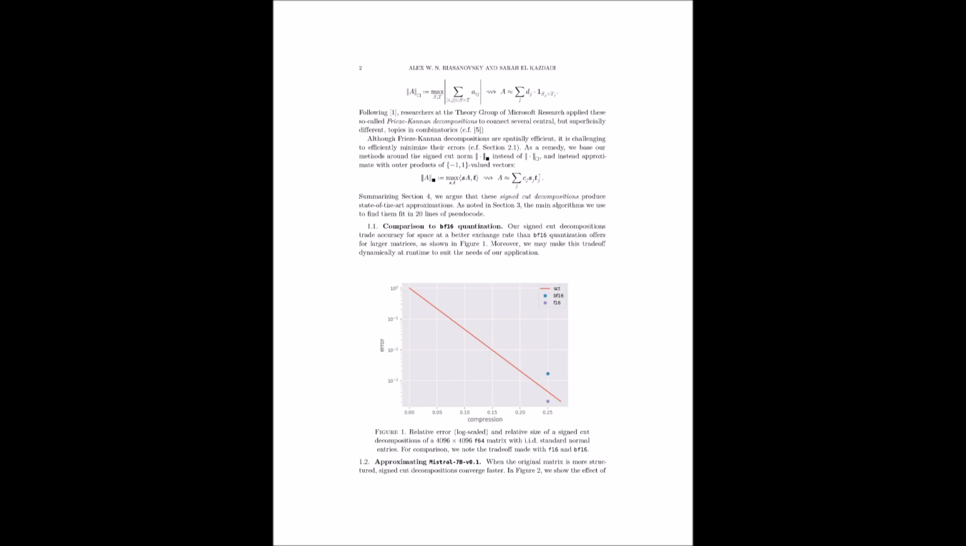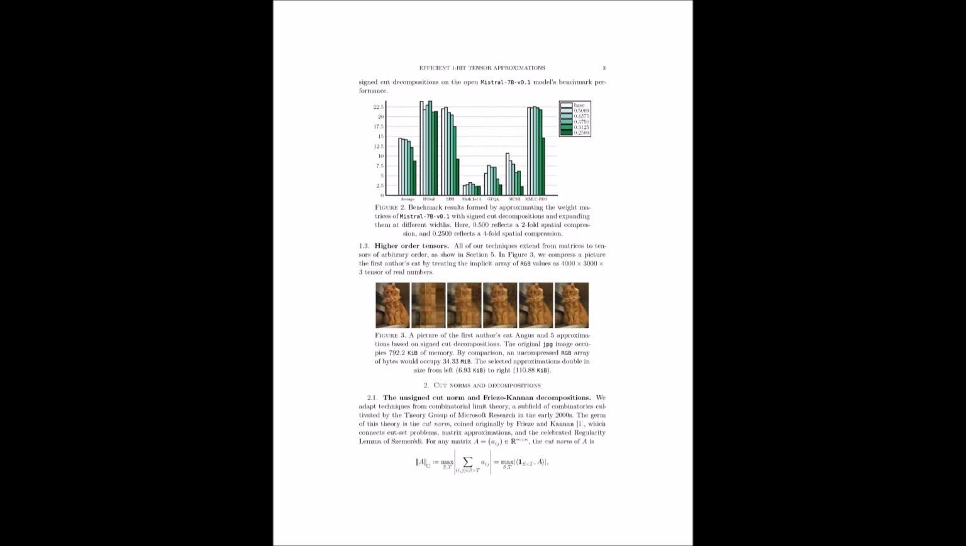Didn't the researchers actually test this out? Yeah. In the real world? They did. They used it on this large language model called Mistral-7B v0.1. It's one of those AI models that can understand and generate human-like text. Oh yeah, those things are incredible. But I've heard they need a ton of computing power. Yeah, they're really power hungry. That's why this research is so important, actually. Get this, just by applying signed cut decomposition, they were able to make that Mistral model 50% smaller.